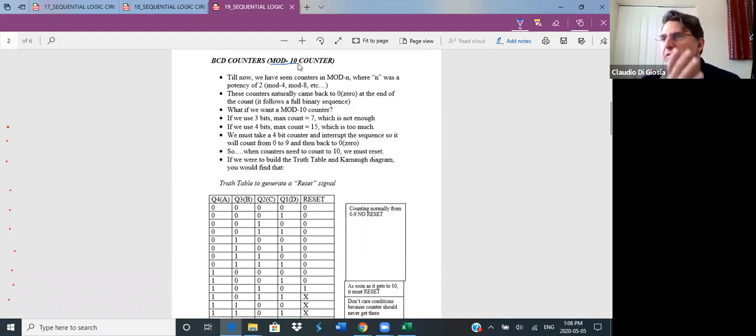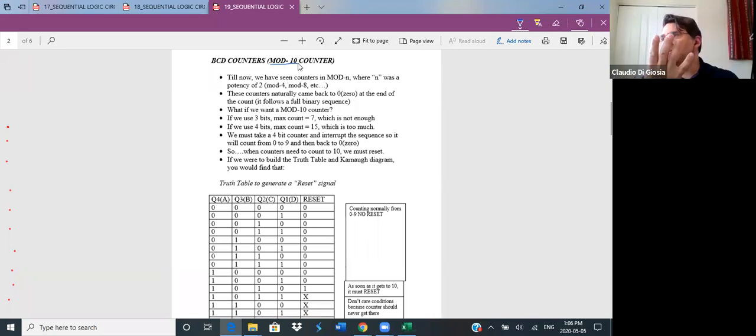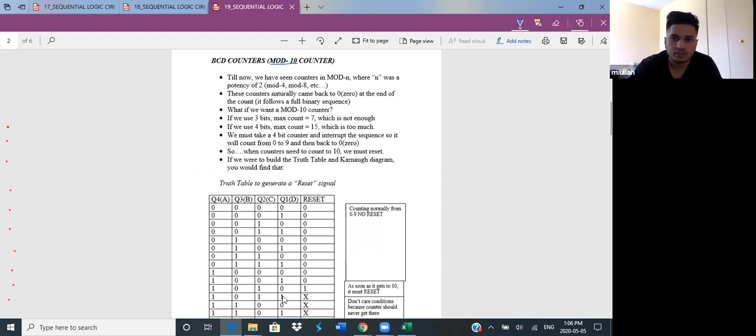How do we count to 10? What do we need? Do we need 3 bits? No, 4 bits. So 4 bits can count all the way from 0000 to 1111. But 1111 is 15. So what do we do if we just want to count 10 numbers? I don't want to count 16 numbers. I want to count 10. What do I do? You need to reset it. After 10, you reset, okay?